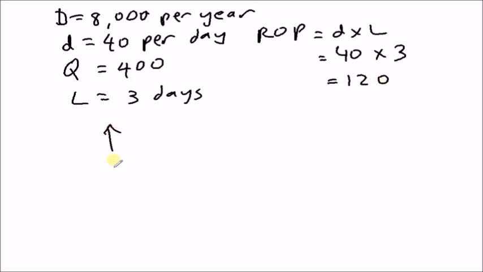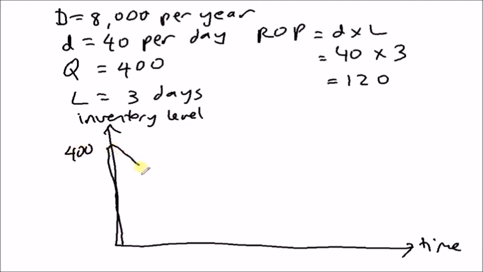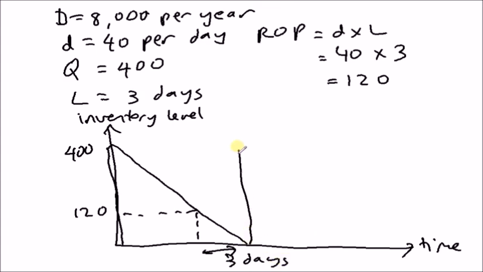So to interpret this, the y-axis is the inventory level, the x-axis is the time. Since the order quantity is 400, when the order arrives, the inventory level increases to 400, then the inventory level decreases over time. The reorder point is 120. That means if the inventory level is 120 or below, the firm should order. Then 3 days later, the next order will arrive, increasing to 400.